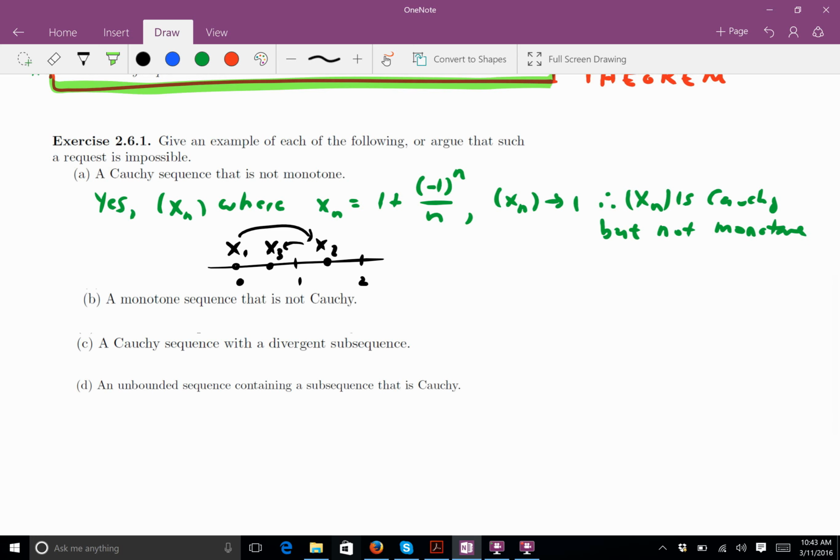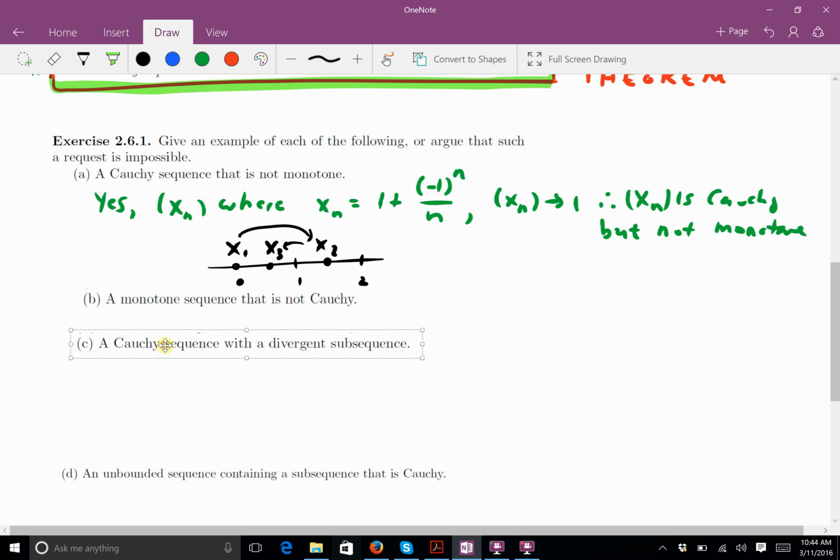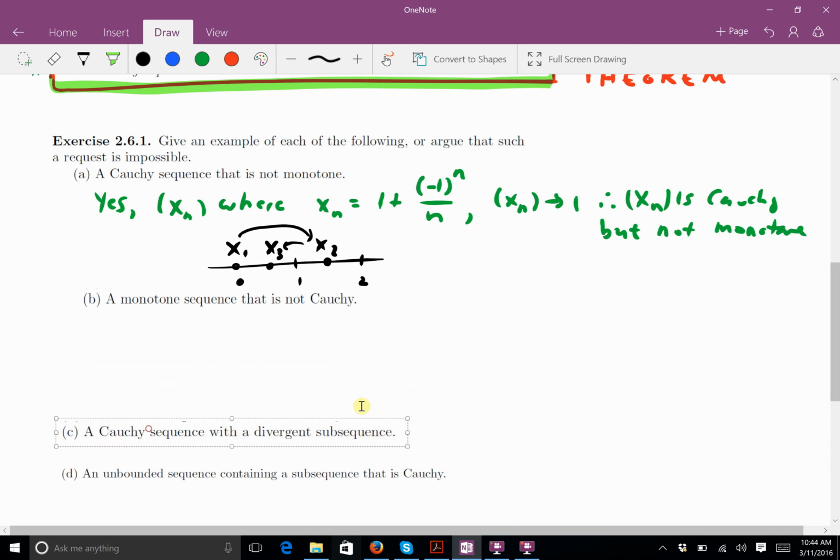Okay, so notice that the key here is to just substitute convergent. And I know that there's a convergent sequence that's not monotone. Okay, the second question is a little tricky. You have to read it carefully. A monotone sequence that is not Cauchy.